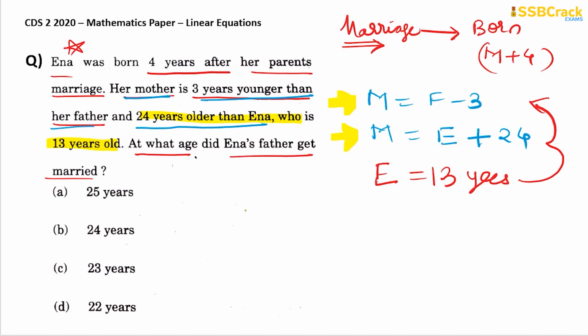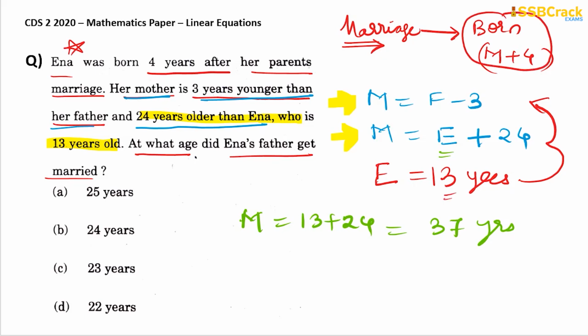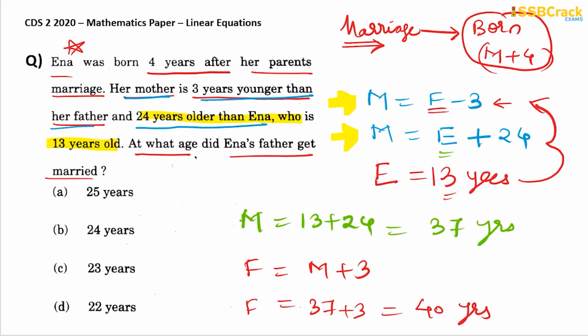So we'll go one step back at a time. We know Anna's age, so we'll get the mother's age first. So mother's age will be what? The present age, 13 plus 24, it will be 37. This will be the present age of mother as per Anna's age. Now to find the age of father at present, we can use the first equation that relates mother's and father's age, right? So father's age will be mother's age plus 3. So 37 plus 3 will be how much? 40 years. So 40 years is the age of father at present.